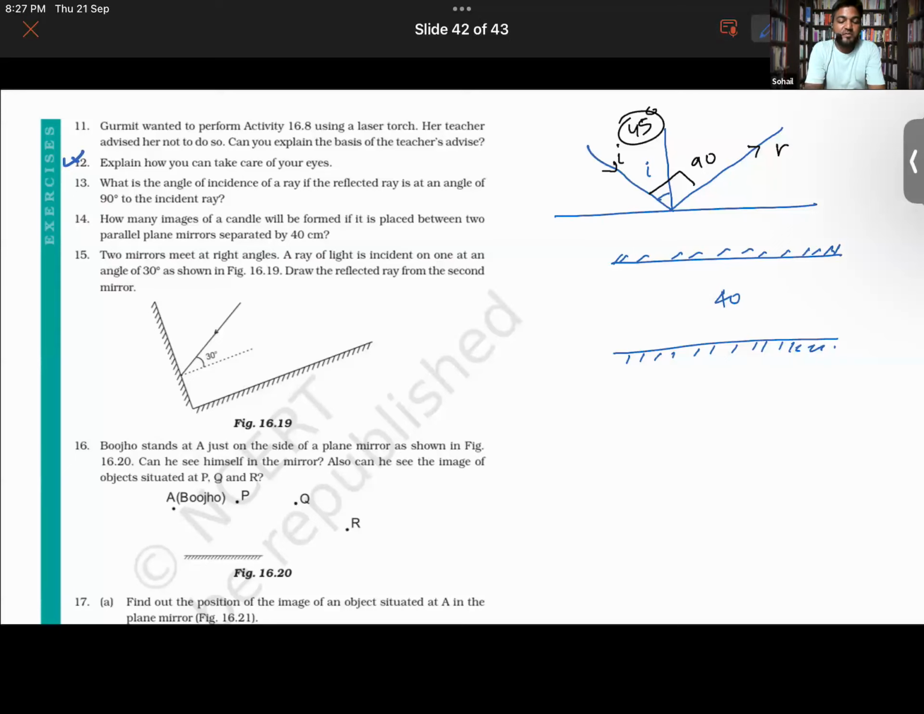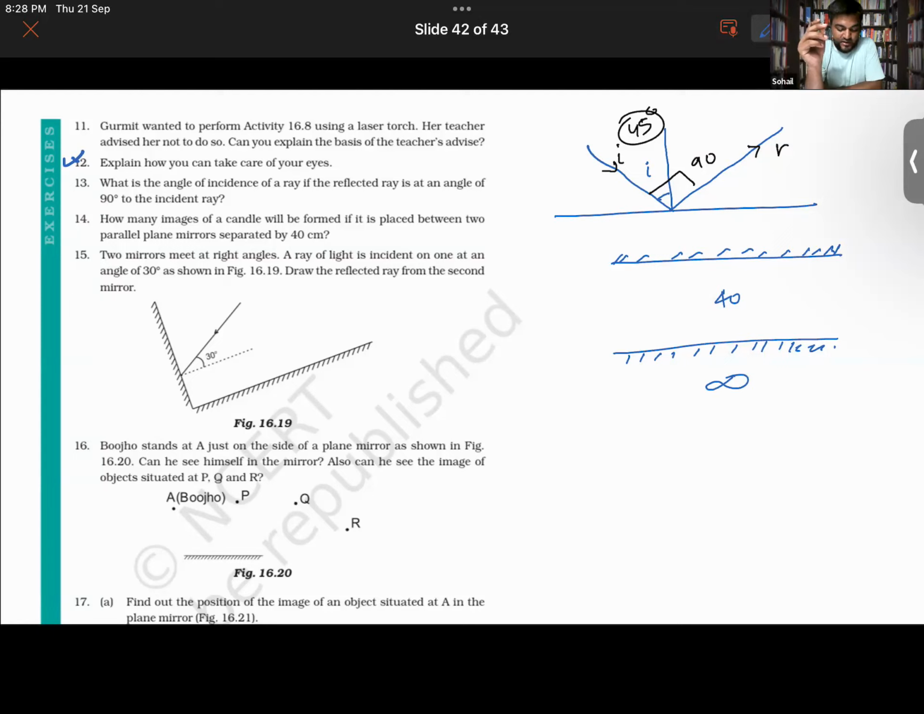Infinite number of images will be formed, since we know whenever an object is placed between two parallel mirrors, infinite number of images are formed. Getting it now? So it's infinity.